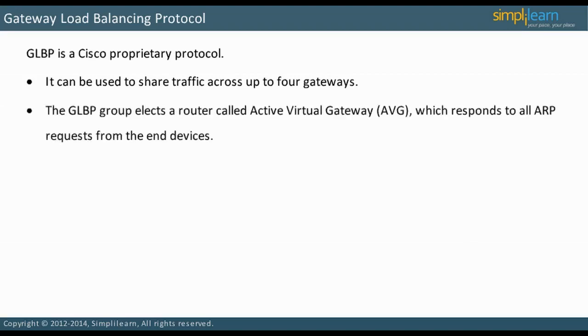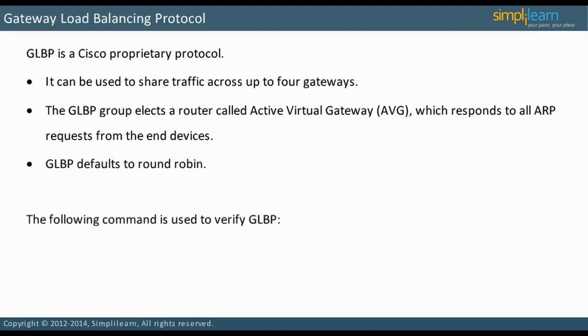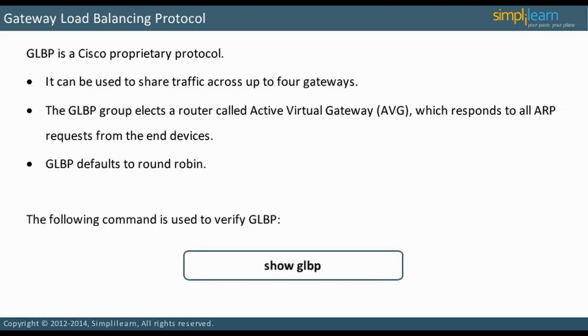The Active Virtual Gateway, AVG, is a router elected by the GLBP group that responds to all ARP requests from the end devices. The gateways, called Active Virtual Forwarders, AVFs, use the same virtual IP address, but a different virtual MAC address that is assigned by the Active Virtual Gateway, AVG. GLBP load balancing defaults to round robin. This means that each AVF takes a turn in succession. To verify GLBP, use the show glbp command. This shows information about the AVG active and the AVF forwarders.